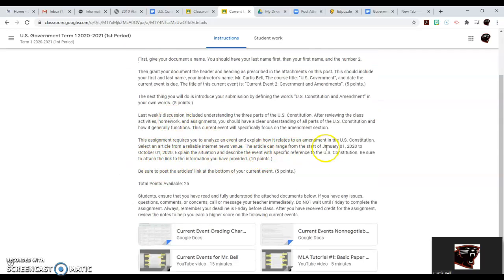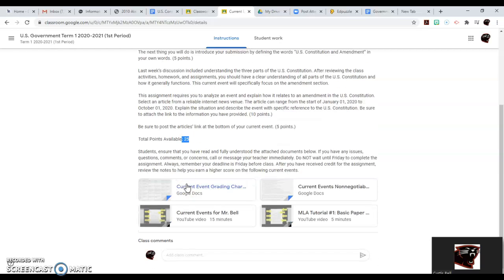Your new date, of course, is from the start of January 1st of this year to October the 1st, which is today. You'll receive 10 points for getting that done. You'll find the article, explain the situation, and describe the event with specific reference to the Constitution. I would like the specific reference to be on one of the Bill of Rights. So be sure to attach the link to it because that is a part of your point system, and the total is 25. Always read through the grading chart to see how you did on the assignment. Always read your non-negotiable. Watch your MLA video to make sure your paper is structured right, and I also included a video just as a brush up.